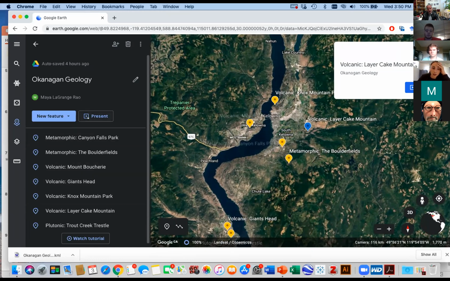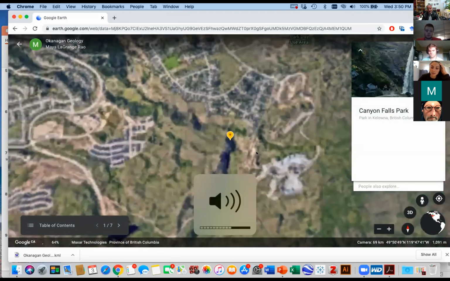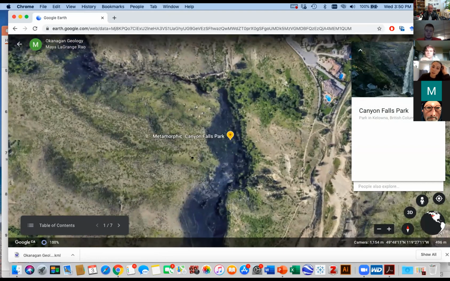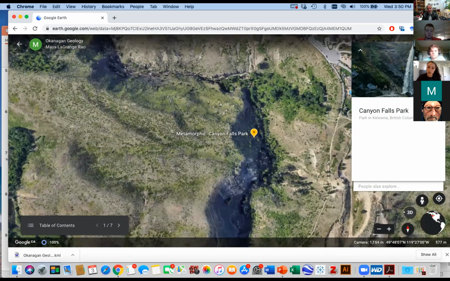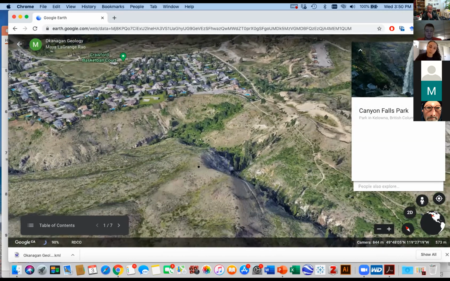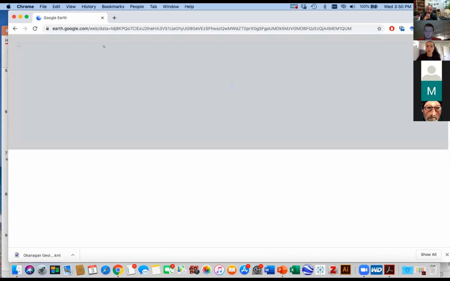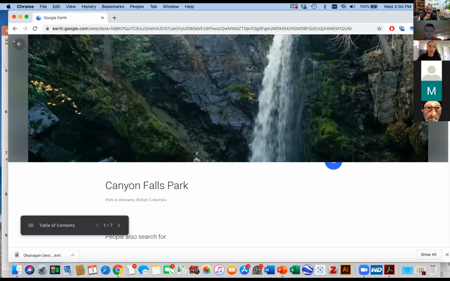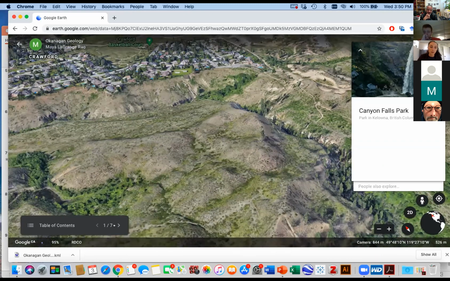So first, I guess, in this presentation is Canyon Falls Park. It's also called Crawford Falls. It's really not far from Kelowna. And maybe if we go into 3D, you can see a little bit that it's a canyon that has been carved into the gneisses. And there's a waterfall that people typically go to see. A lot of the gneiss here would be covered by moss, but in some areas along the hike leading up to it, you can see the lithology.